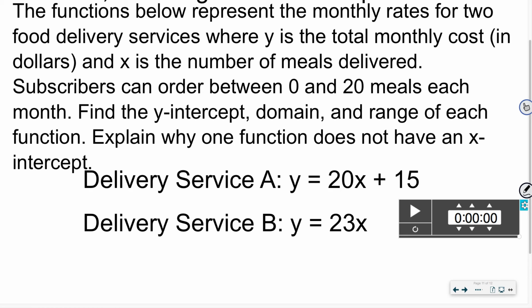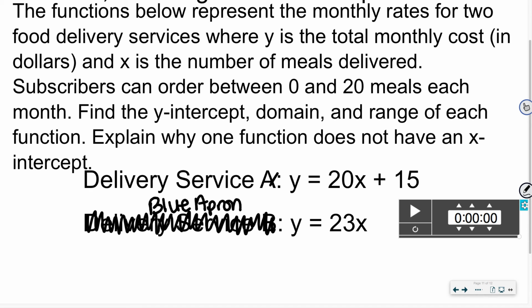So we have two delivery services. We have delivery service B, we'll refer to them as Blue Apron, my favorite. I like Blue Apron. Company that sends you. And then we'll say delivery service A is HelloFresh. These are companies that deliver meals to your house, like boxes to your house so you can make food. We use Blue Apron and it's the best.